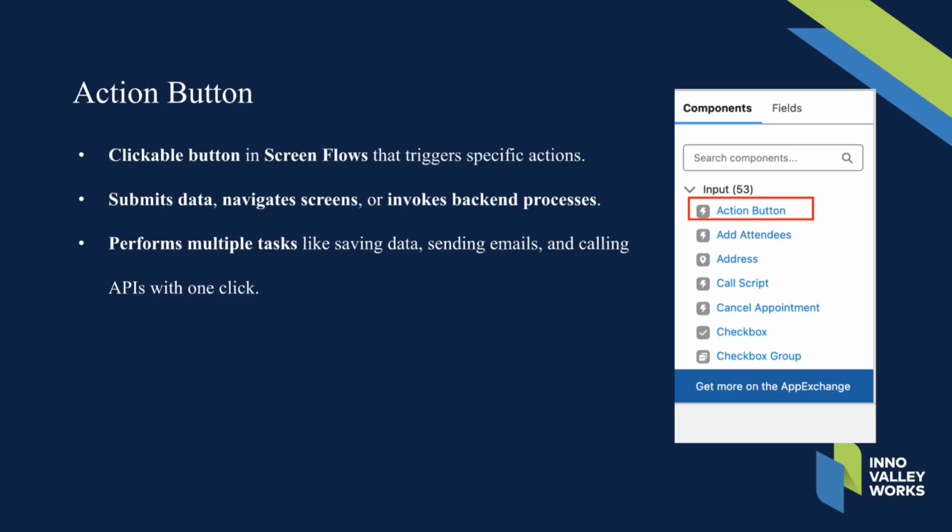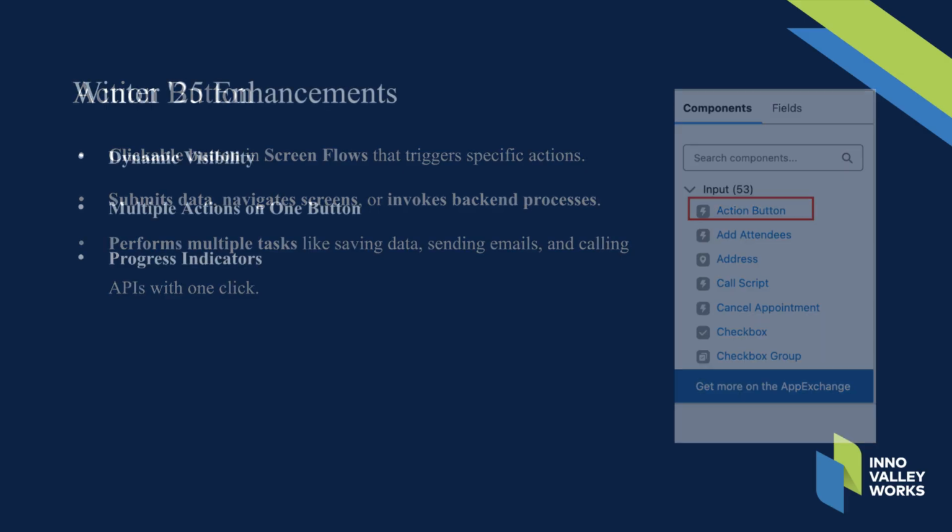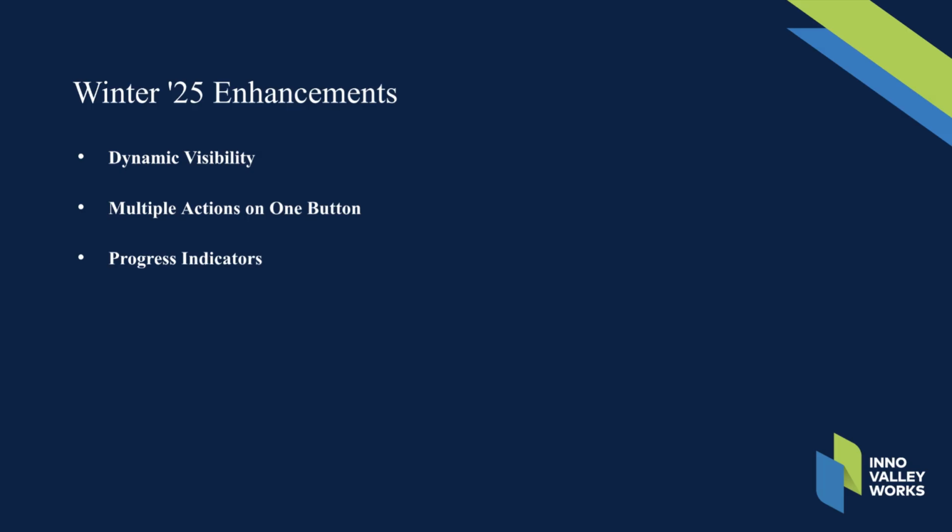In simple terms, an action button is a clickable button within a screen flow that performs a specific action when clicked by the user. It allows users to interact with the flow, trigger processes, and move through stages of a workflow. For example, you might have a button that says Submit, Next, or Save. Each of these buttons is tied to an action like saving data, moving to the next screen, or calling an external service.